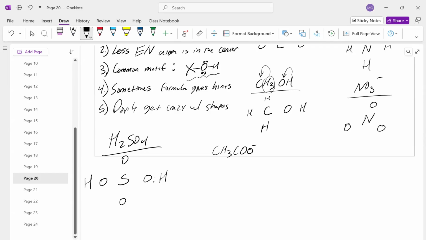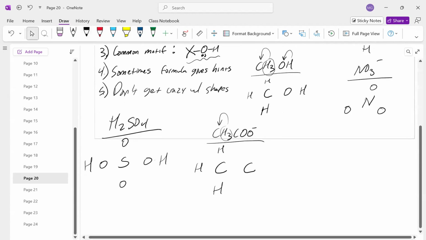And then let's look at acetate. So again, we got a little bit of a pattern here, where the formula is telling us that these three hydrogens are probably attached to that carbon. So let's start there. I'm going to put the carbons in the middle because they're the less electronegative atoms, and the hydrogens around here, because that's what the formula tells me.